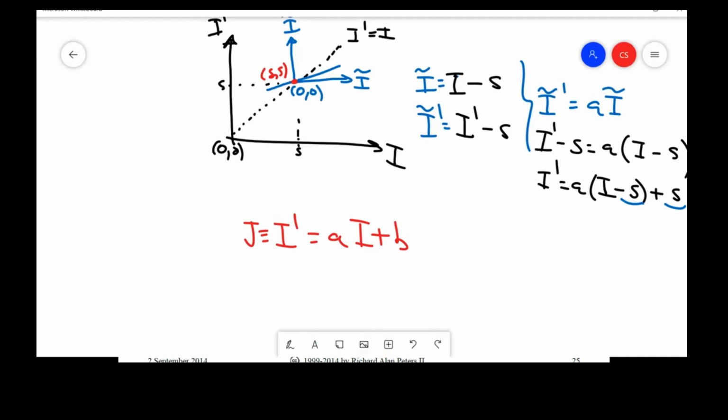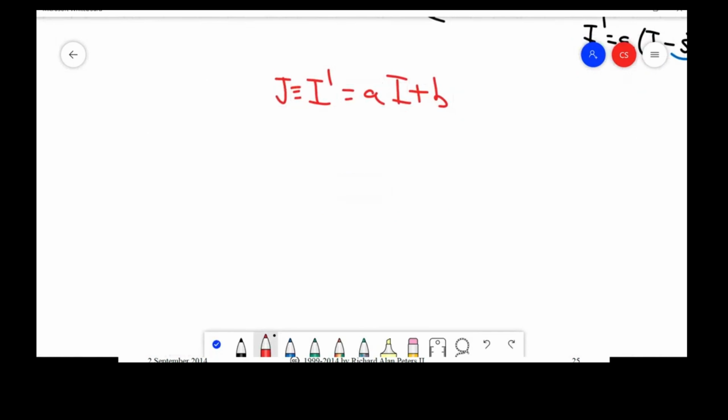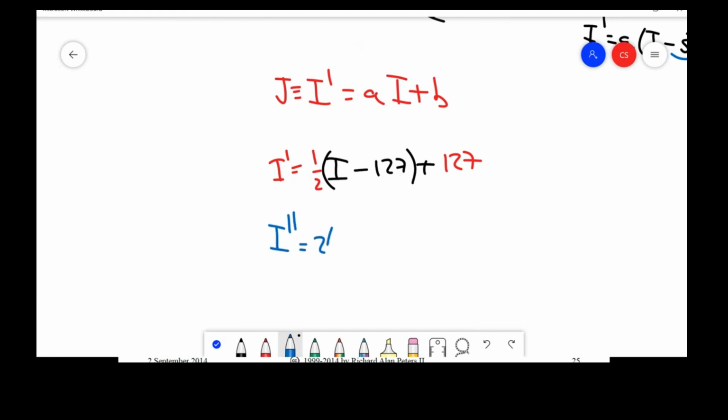Let's try to understand that process. So we have an input image, let's say an input image I. We are producing I prime, that is 1/2 of I, and we have to shift this by 127, plus 127. So the colors actually have to do with which axis you are shifting your coordinate system. And then we construct a new one. So this I second will be twice, and the input to this one will be 100 minus 127 plus 127.